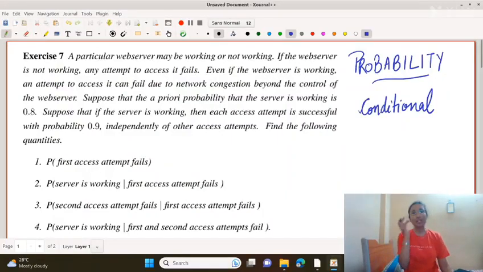Hello students, welcome back. Today we will study a question related to conditional probability. So let's first read the question.